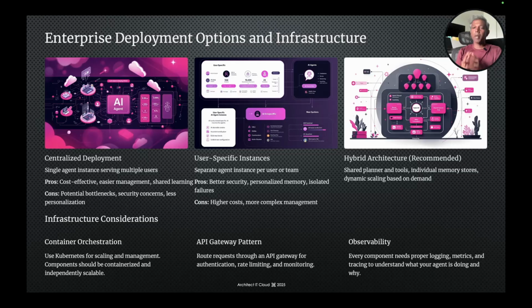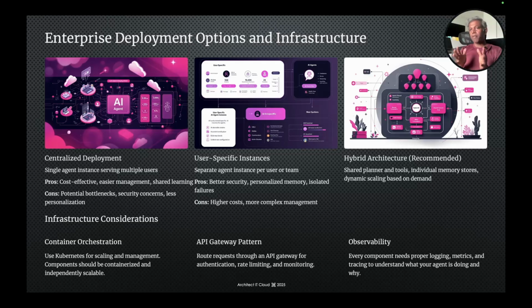Always go with the hybrid architecture approach, that is kind of a shared plan and tools with individual memory stores. You can use the tools as a shared registry so that the agent specific to a particular user and the agent specific to a particular LOB can share the common tools. But when it comes to memory, keep the isolated memory so that you can get the benefit out of sharing the tools and using the isolated memory.